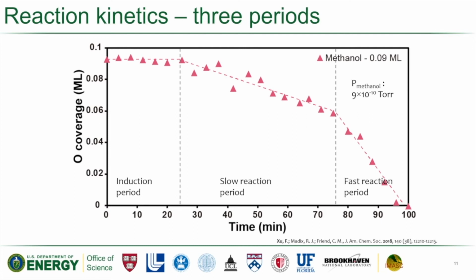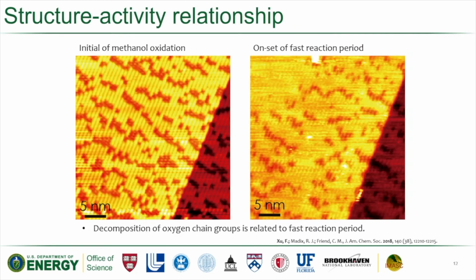I want to look at the surface structure in the very beginning and the structure during the onset of the fast reaction period. Try to see if any surface structure can contribute to this fast reaction. Here is a comparison. On the left is what the surface looks like in the very beginning. On the right is the onset of the fast reaction period. We can see a lot of the oxygen is already being consumed.